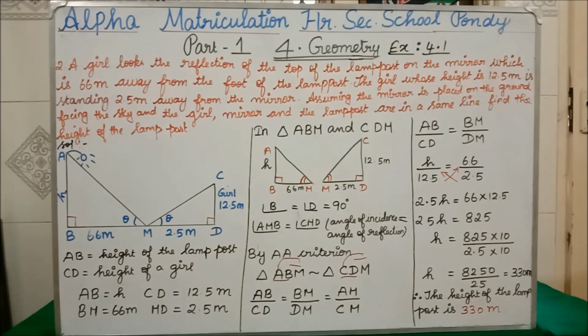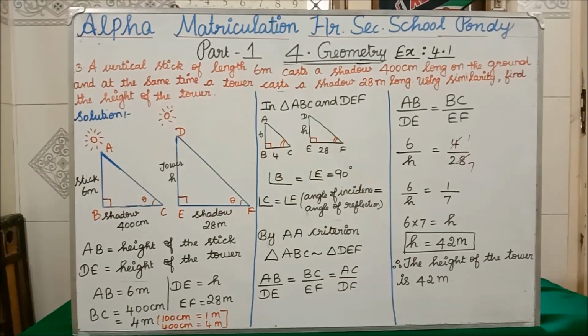The second problem is done. Next, we will see the third question. In the third question, a vertical stick of length 6 meter casts a shadow 400 centimeter long on the ground. At the same time, a tower casts a shadow 28 meter long. Using similarity, find the height of the tower, they are asking.